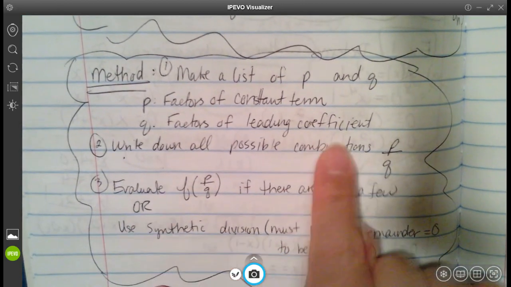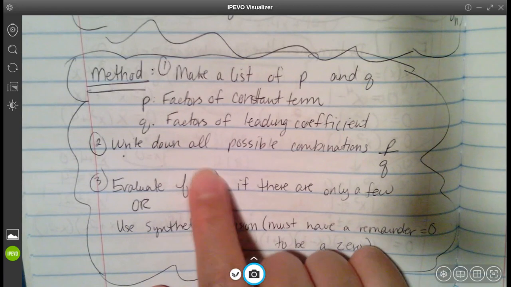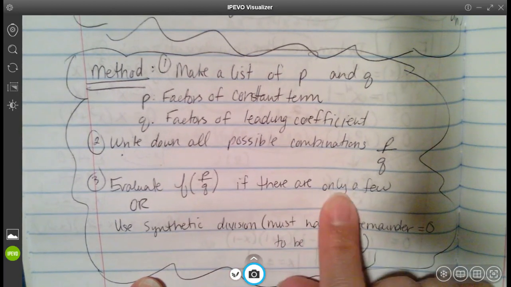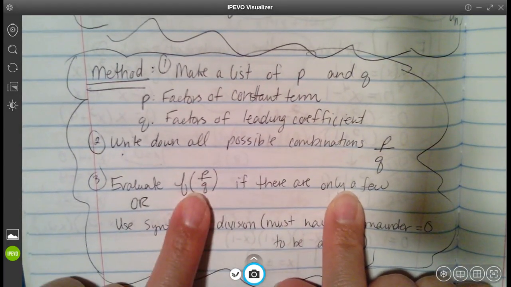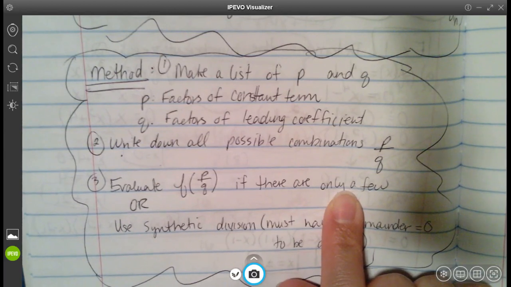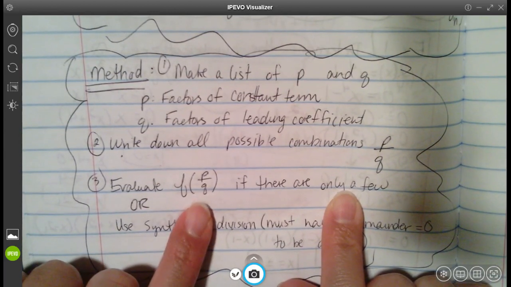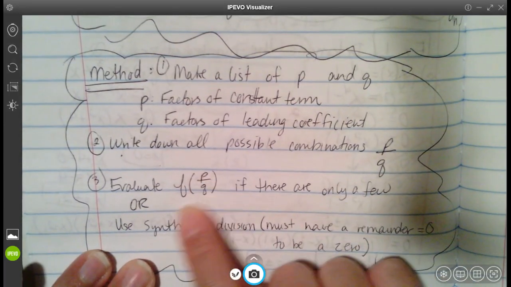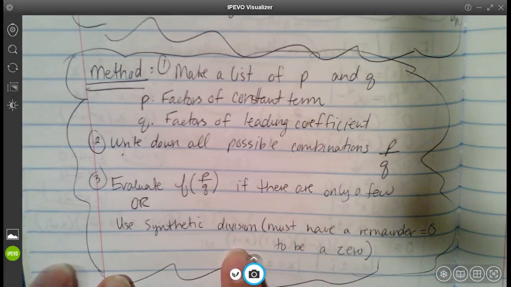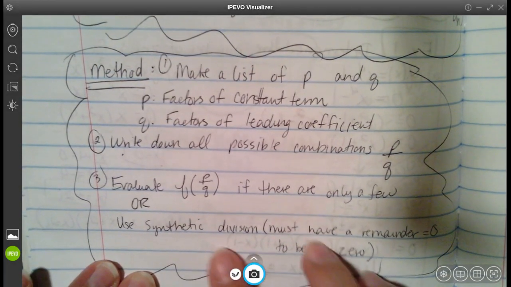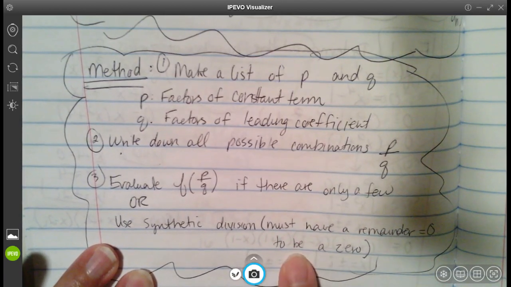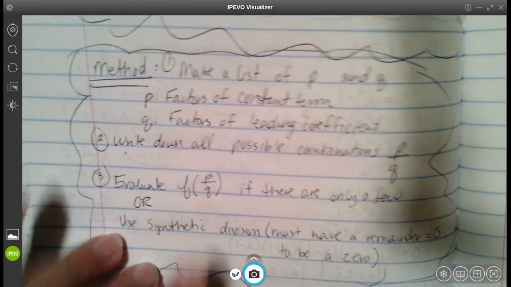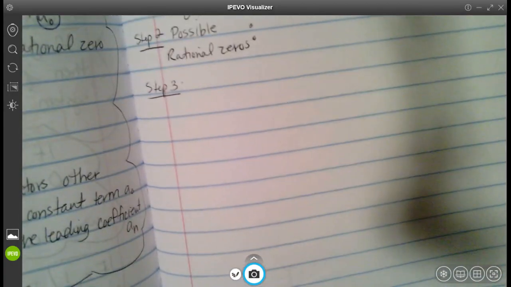Step number 3 is, once we have that list, we're going to evaluate each of those and see if it's equal to 0. We only do this if there are only a few, like 1 or 2, then we just plug them in and see if it comes out to 0. And if it does, then we're done. If not, then we might not have as many zeros as we thought. We have to have at least one, right? Or we can use synthetic division if there's a whole bunch. But if we do this, it does have to have a remainder of 0 to be considered a 0. So we're going to go through both of these processes in 2 separate examples. Here we go. Example number 2.